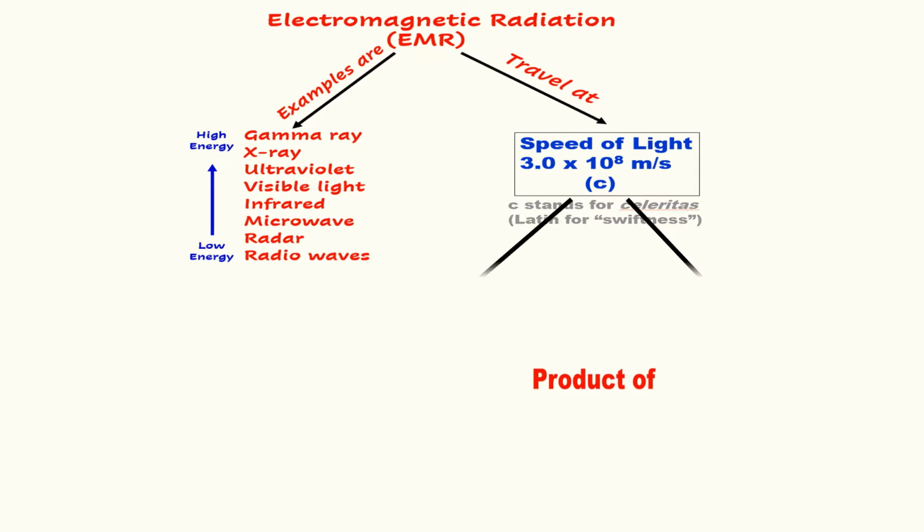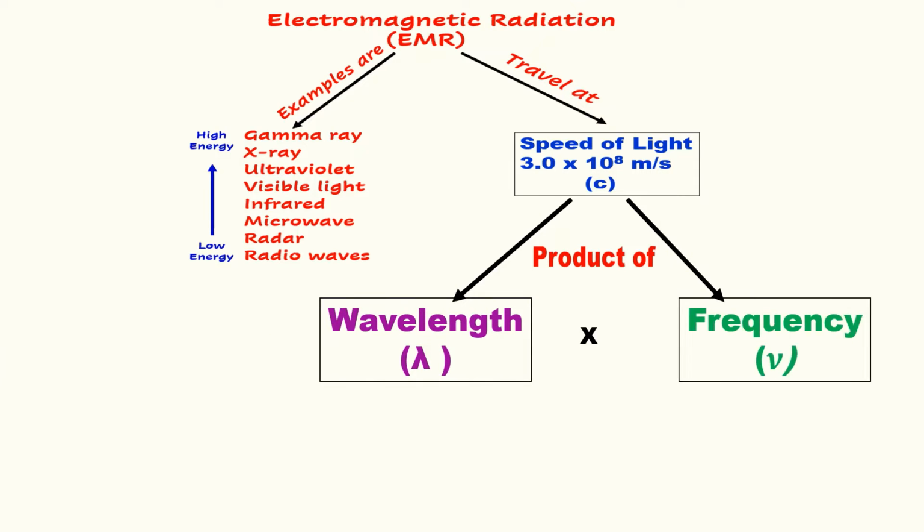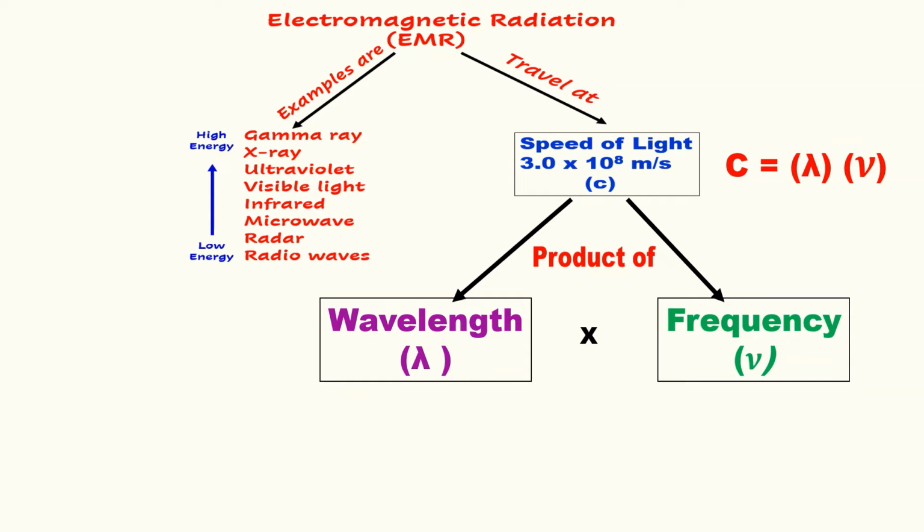Speed of light is the product of wavelength of EMR by its frequency. Wavelength is symbolized by the Greek letter lambda, which looks like an upside-down Y, and frequency is symbolized by the Greek letter nu, which looks similar to our letter V. If we're talking about EMR, their product will always be 3.0 times 10 to the 8 meters per second. So the formula for speed of light is lambda times nu, or wavelength times frequency. If you need practice using this formula, be sure to view my EMR calculations video on finding wavelength and frequency.